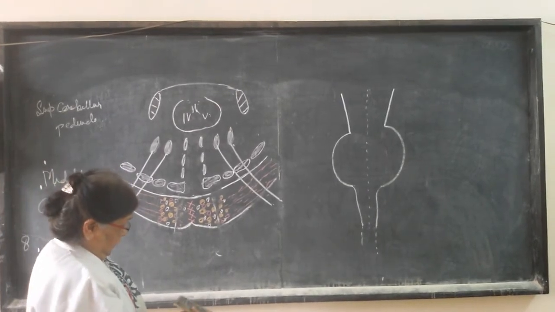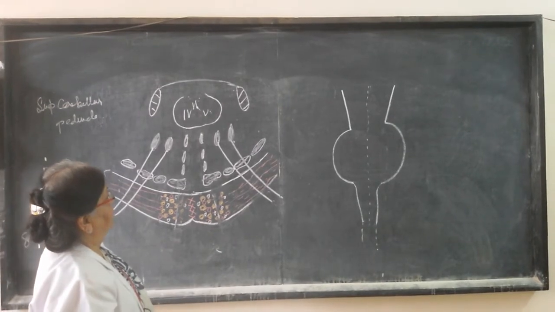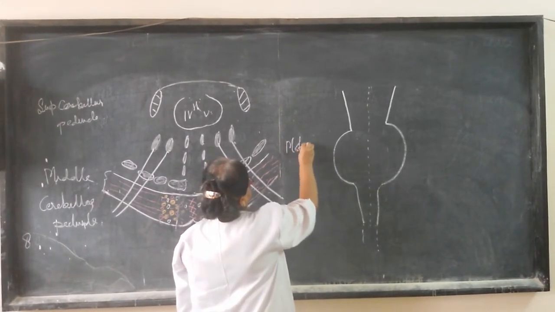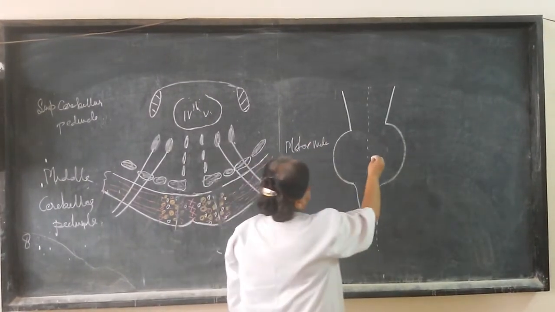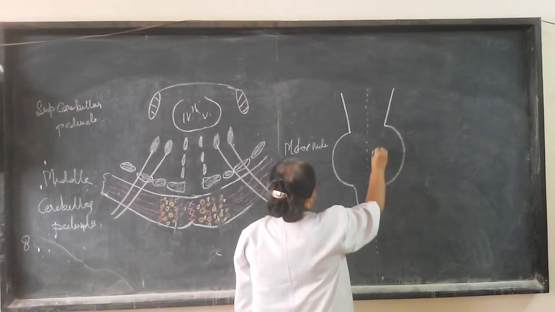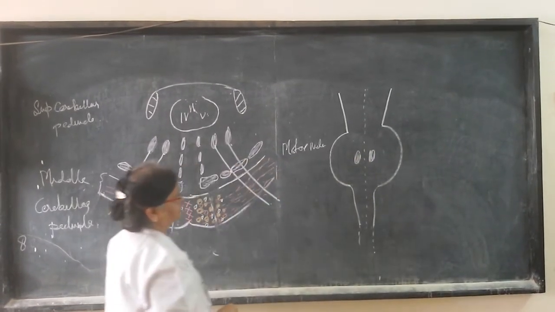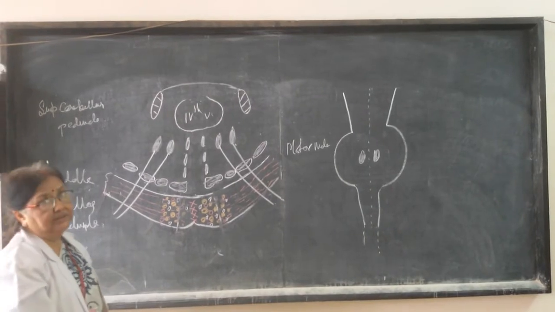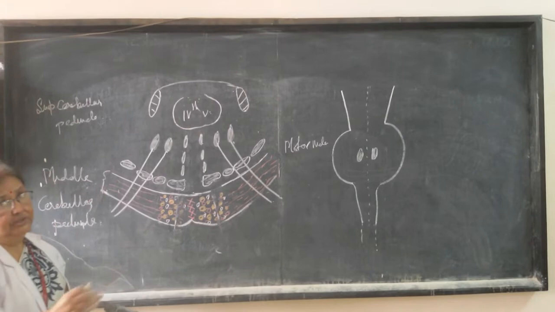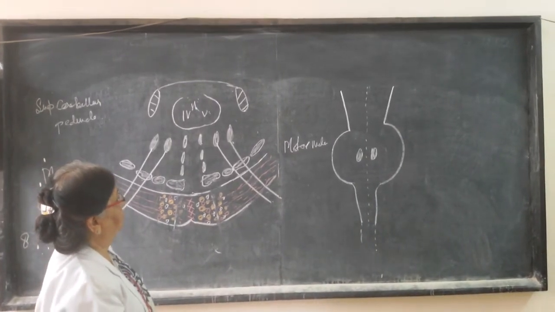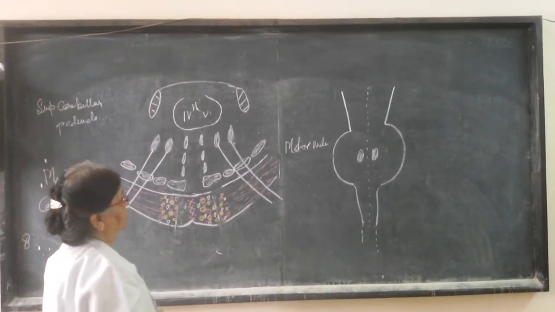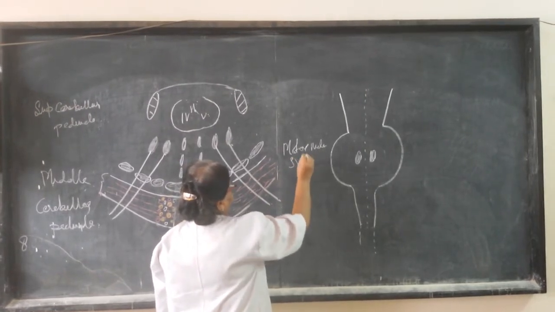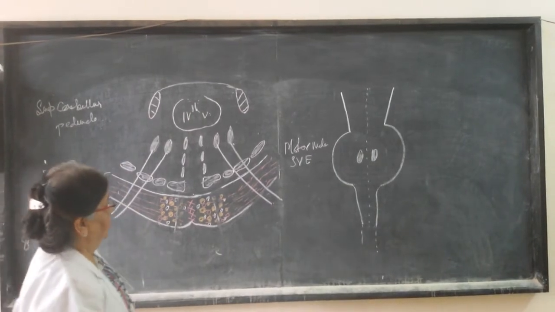Now, the fifth cranial nerve has sensory nuclei and a motor nucleus. The motor nucleus is present in the middle of the pons, on either side of the median plane. The motor nucleus gives out the fibers which supply the muscles developing from the first branchial arch. Therefore, the functional component of this will be special visceral efferent.